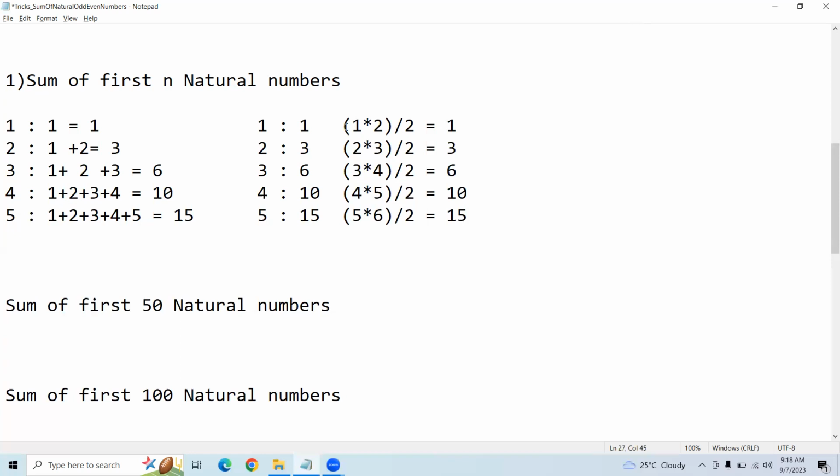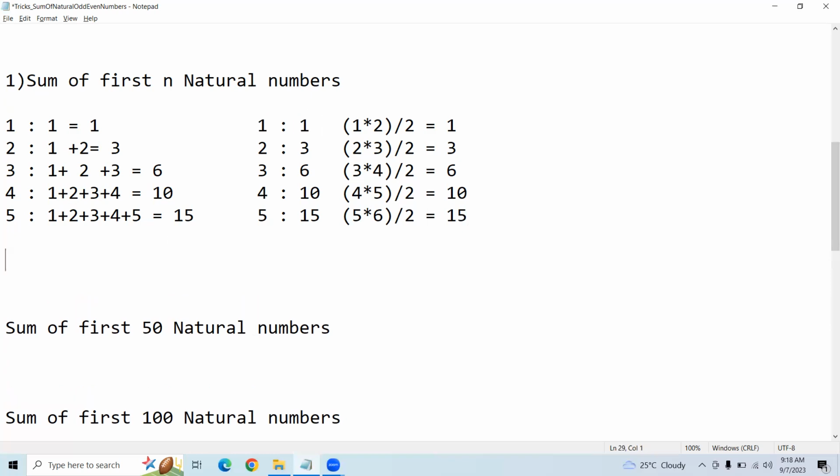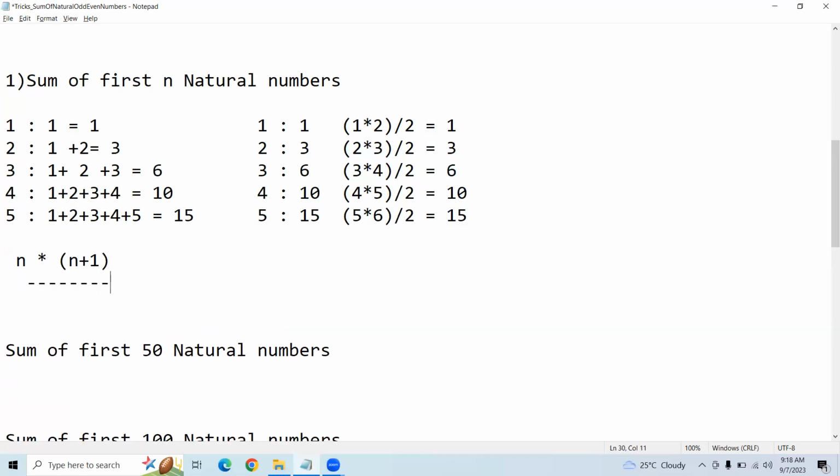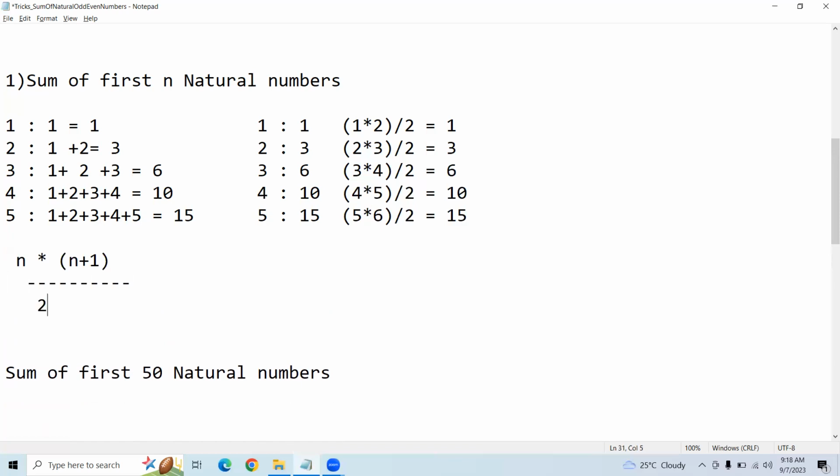So if we see that, if you multiply this number by its next natural number and divide it by 2, you will get the required sum. So our formula for the sum of first n natural numbers is n into n plus 1 upon 2. So if you want the sum of 10 natural numbers, you have to put n as 10. 10 into 10 plus 1, that is 10 into 11 divided by 2. You will get the answer.